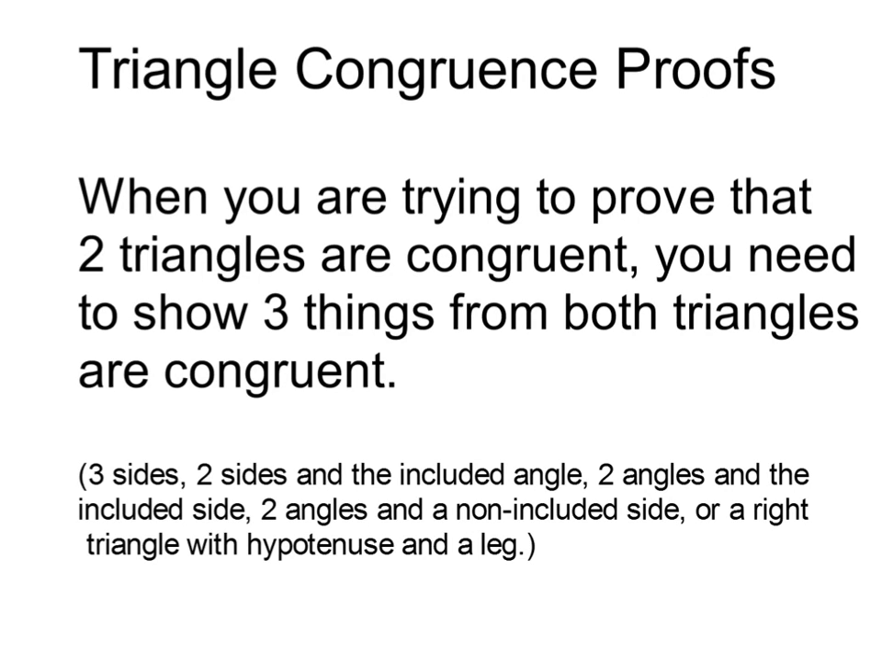Today we're going to learn about triangle congruence proofs. When you're trying to prove that two triangles are congruent, you need to show three things from both triangles are congruent. Either three sides, two sides and the included angle, two angles and the included side, two angles and a non-included side, or a right triangle with a hypotenuse and a leg.